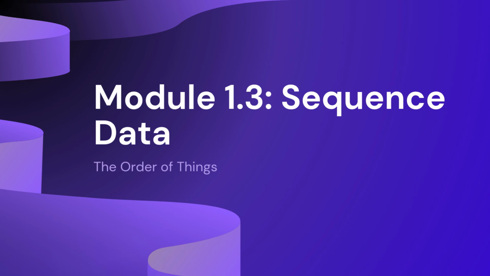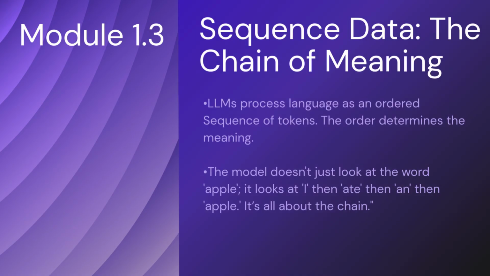Fantastic! We've converted our words into tokens, or Lego bricks, and given them mathematical meaning using vectors. Now we tackle the most important feature of language, order. Language isn't just a bag of words, the order matters. This is where sequence data comes in. Sequence data, the chain of meaning.